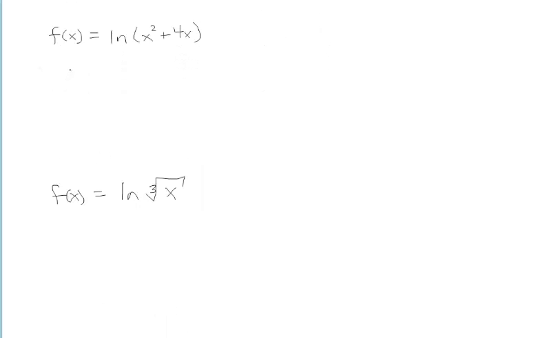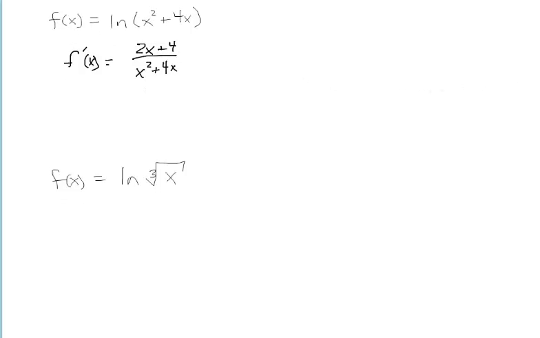In this next example, I have f of x is equal to ln of x squared plus 4x. And when I take the derivative of an ln, the first thing I do is draw myself a fraction bar and write whatever is in the parentheses in the denominator. So I can write x squared plus 4x. And now I take the derivative of that and put it in the numerator. So I have 2x plus 4. And that's the derivative of that function.